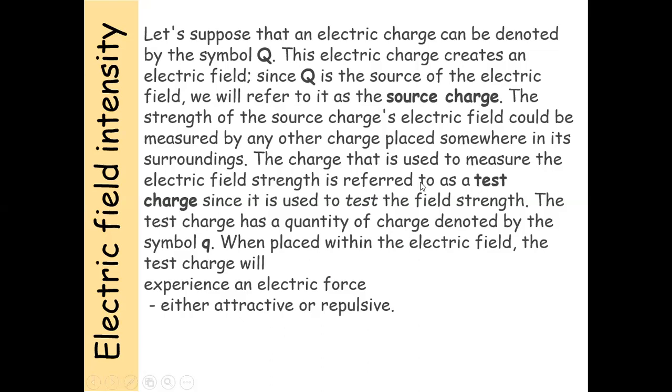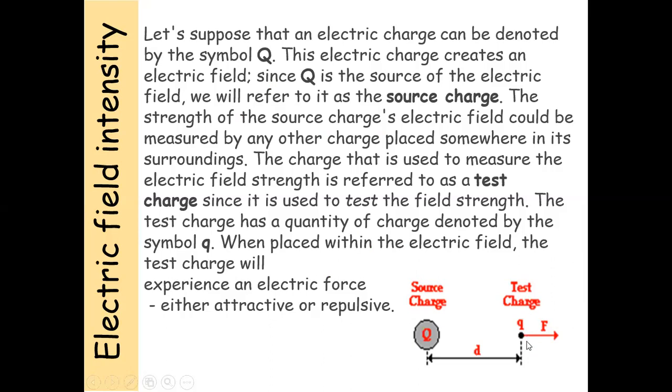The test charge is the charge which is used to measure the electric field intensity of the source charge. So if we bring a test charge into the field of that source charge, it will experience an electric force. It may be either attractive or repulsive depending on the charge. Now you can see that this is your source charge, and the distance between them is represented by d.